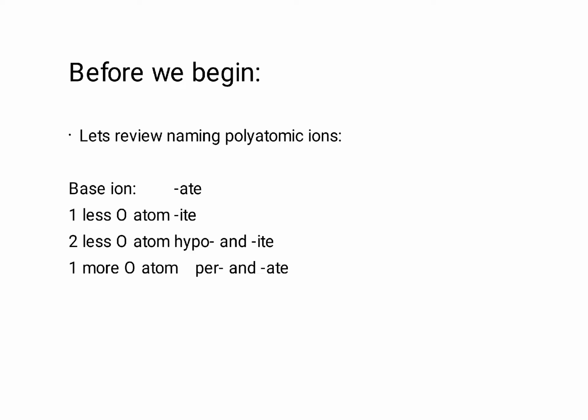Alright, now before we begin, we have to review polyatomic ions. I've told you guys like 1,000 times in class that these are very important, because pretty much everything we do revolves around being able to write formulas or write names of chemicals. So understanding polyatomic ions is very, very important. Now, remember from class, we talked about base ions, that they end with ate. And then depending on the number of oxygen atoms, you will have different kinds of prefixes and suffixes.